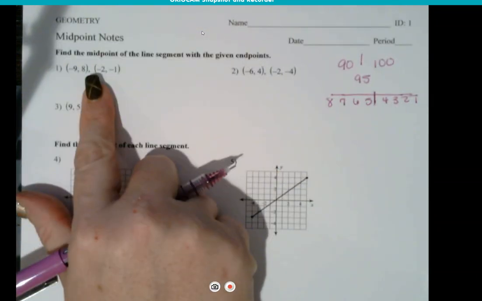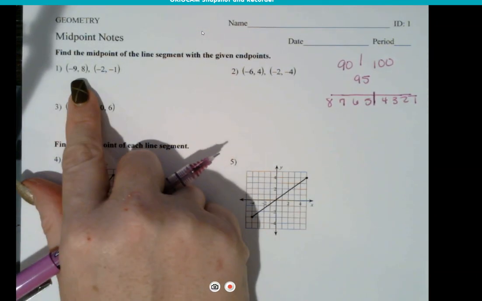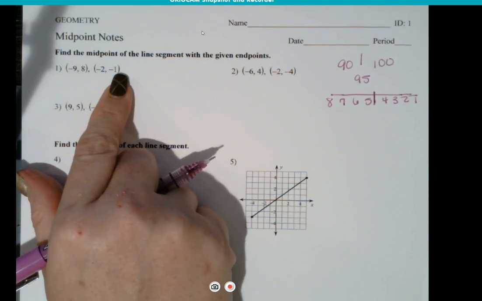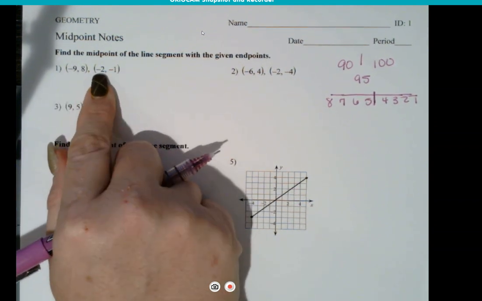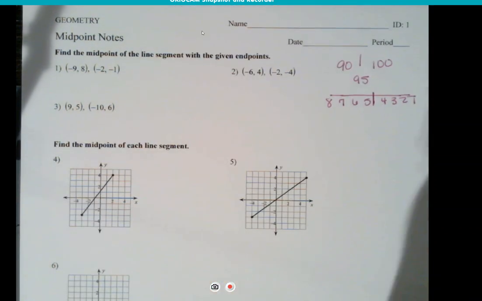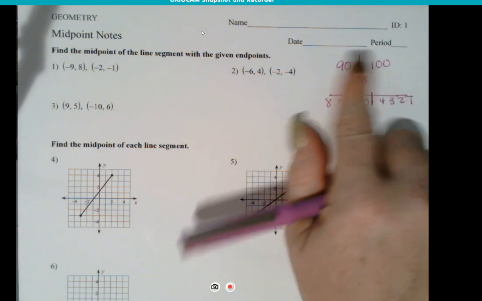However, when we look here, this is a slanted line. The X's are not the same and the Y's are not the same. So that tells me they're not straight lines. They're slanted lines. Because of that, I have to find the middle of my X and the middle of my Y. So the midpoint formula, what we also know as the average.